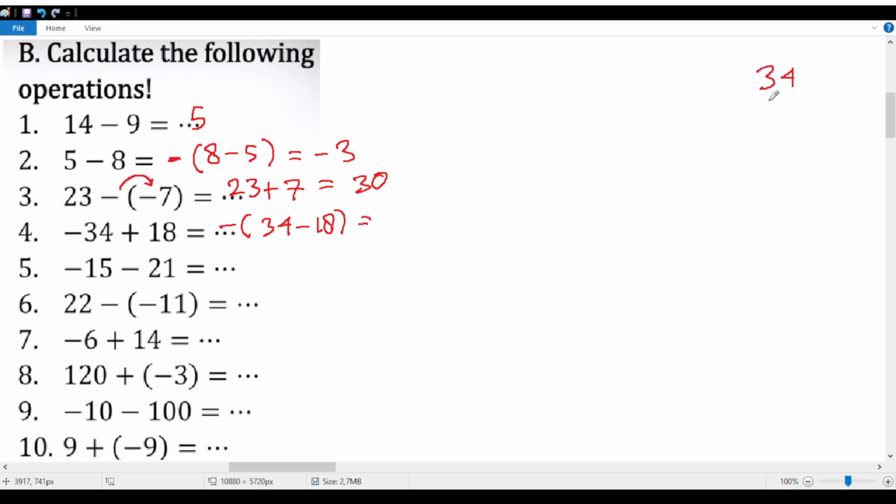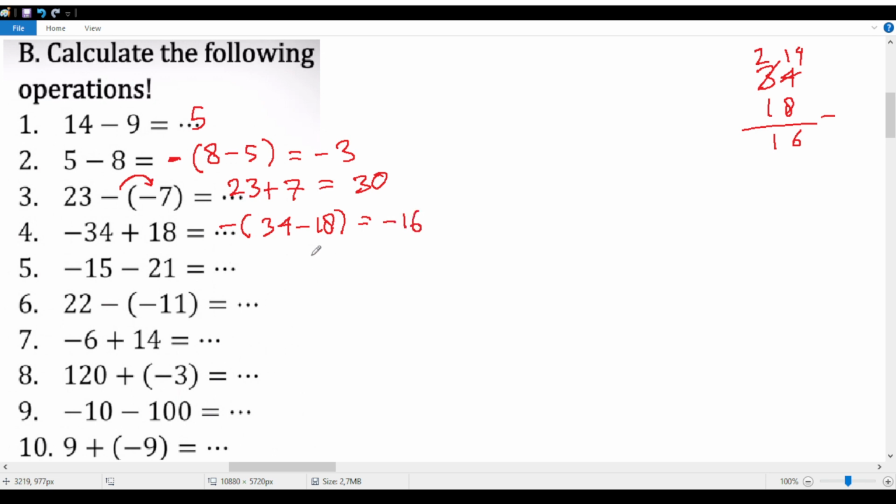34 minus 18. Because 4 is less than 8, so we borrow 10 from here, so it is 20 and it is 14. Okay, 14 minus 8 is 6 and 2 minus 1 is 1 and we have here minus 16.